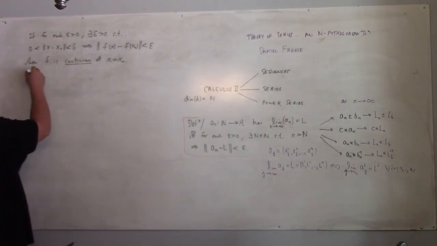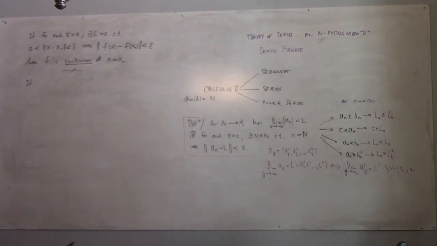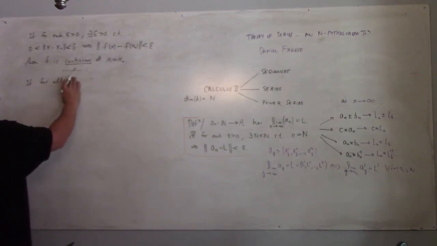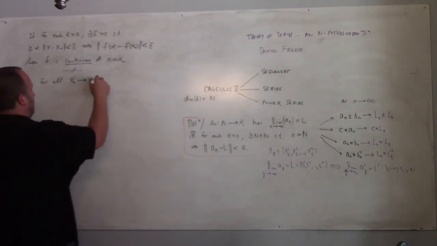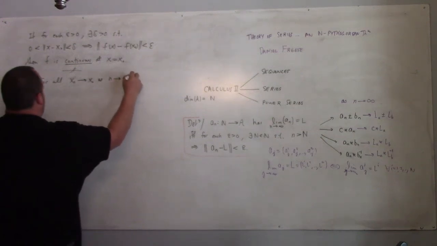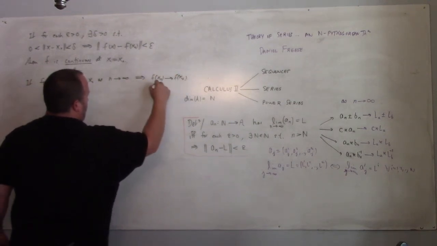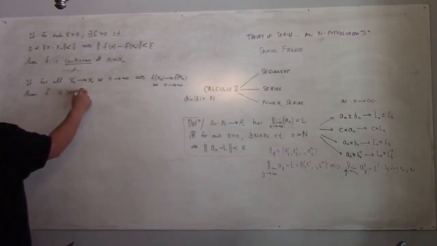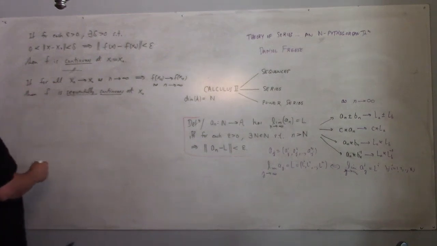Sequential continuity says that for all x_n converging to x naught as n goes to infinity, if that implies that f of x_n goes to f of x naught as n goes to infinity, then f is sequentially continuous at x naught.